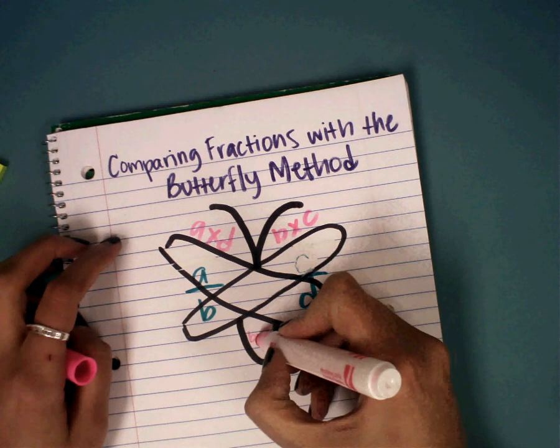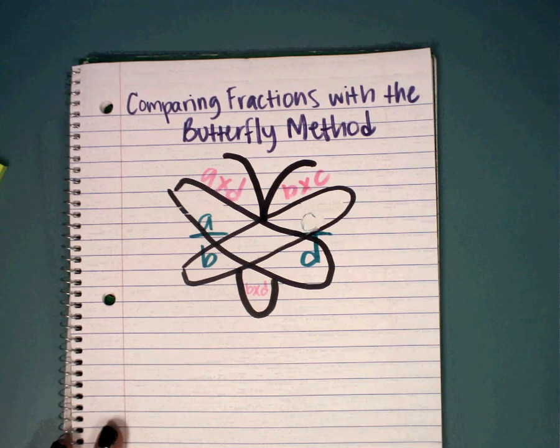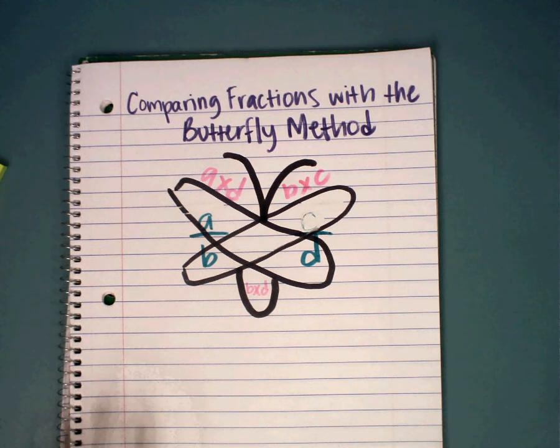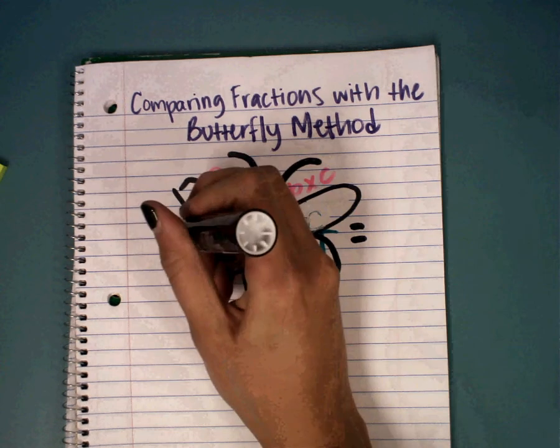All right, B times D. So that's our model. That is our template. That's what we're going to be using to multiply these fractions. And why this works, guys, is you're going to be finding equivalent fractions that you're going to write right here. Equals something, equals something.